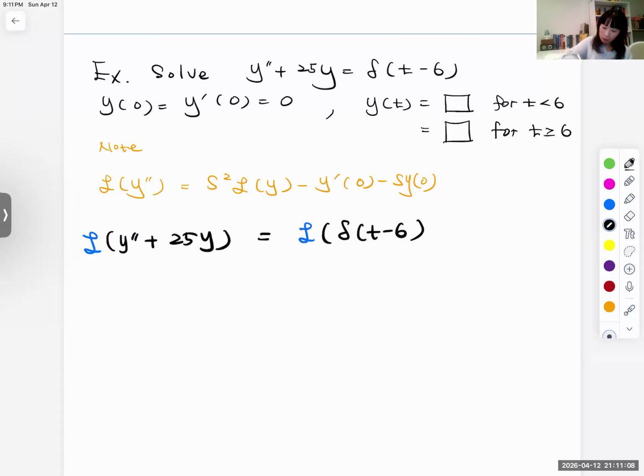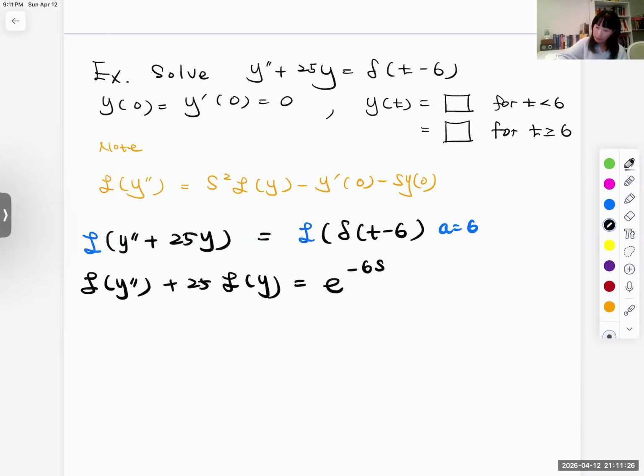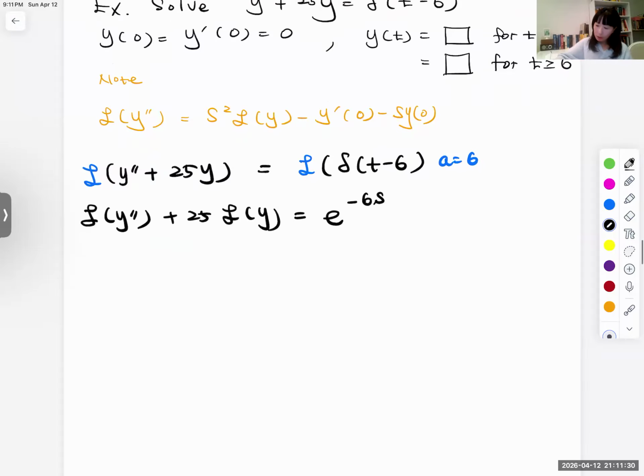Okay, now Laplace of y second prime plus 25 Laplace of y equal to Laplace of that, where a in that case is 6. So we have e to the negative 6s. Make sense? All right, so then what is Laplace of y second prime?